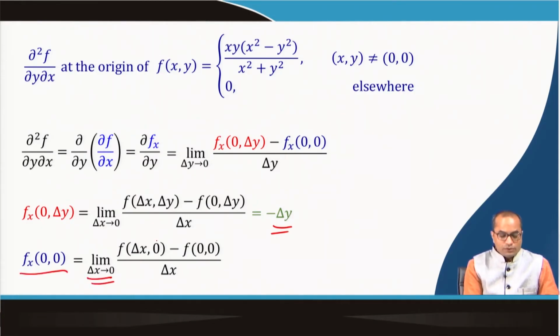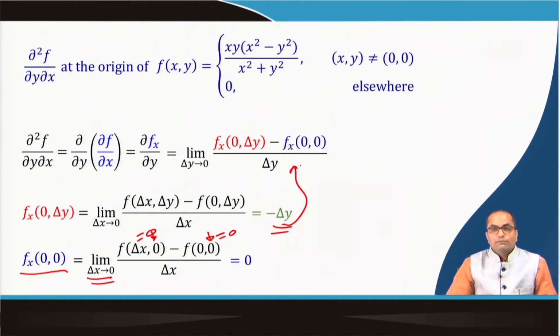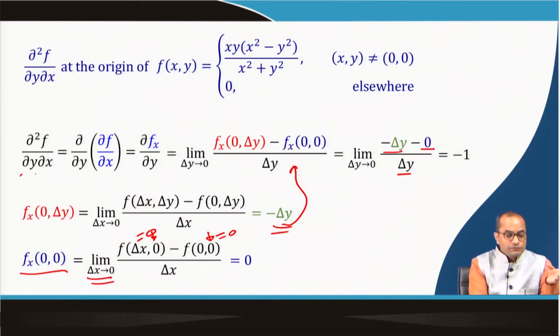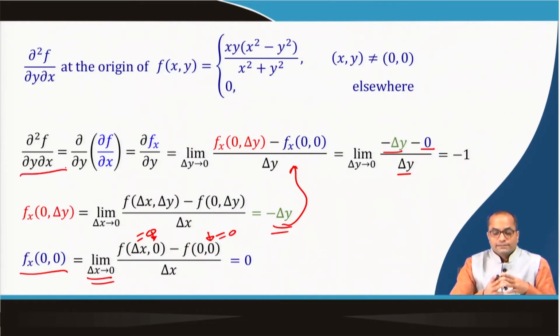And similar as we have done before, f_x at (0, 0), because in both the functions here, one of the arguments is 0, so this will also become 0, and in that case 0 minus 0. So, the value will be 0. Now, we can substitute here in our final limit. So, we have minus Δy minus 0 and then divided by Δy. So, Δy and Δy get cancelled, and then we have minus 1, the limit of this, ∂²f over ∂y ∂x.